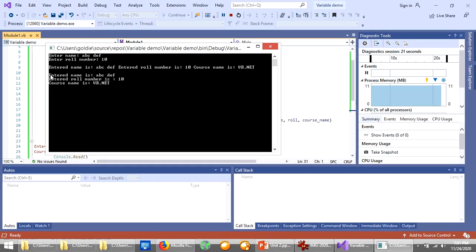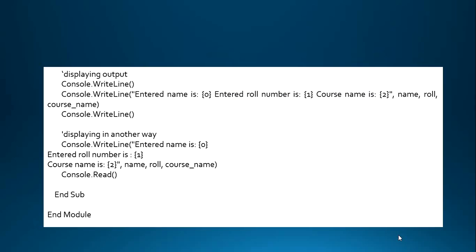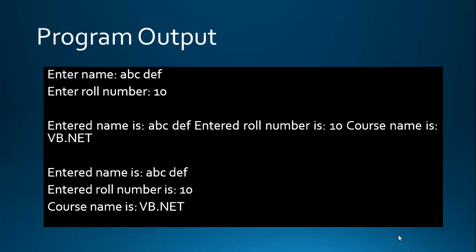The second output is using the other format that I have shown you, where you are printing the different information on different lines. So name is this, roll number is this, course name is this. Yeah, this was the output that we just saw. So that is all for variables. In the next lecture, we'll talk about constants.